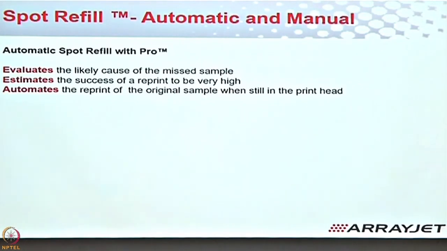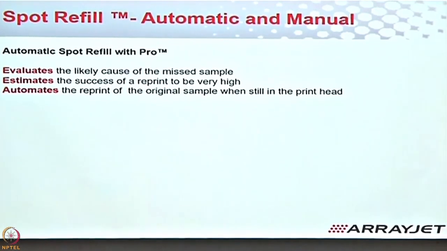So there are spot refill features. Now spot refill means you can reprint that spot. Wherever it is a missing place, it'll go and put your sample. So it evaluates the likely cause of the missing sample. Sometimes what happens is air goes inside or you've forgotten to fill a well. Because these are 384 well plates.